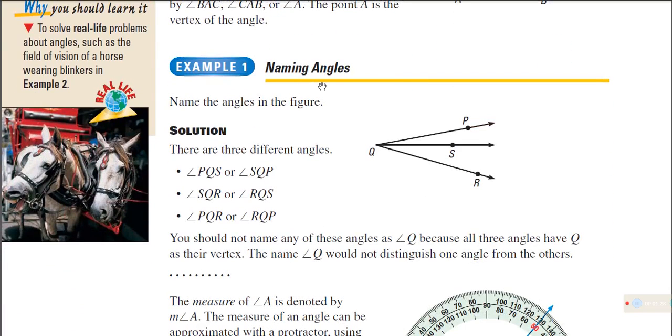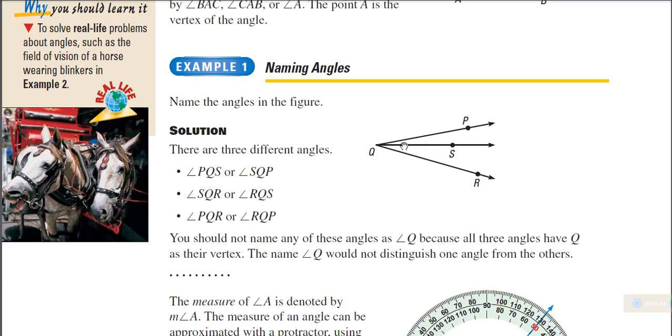So example 1, naming angles. So we are going to name the angles in the following figure. So kada isang angle dito, meron tayong dalawang pangalan. Question, bakit hindi pwedeng gamitin yung angle Q lang? Kasi dalawa yung angles that have the vertex Q. Meron tayong itong nasa taas na angle, tapos itong nasa babang angle.